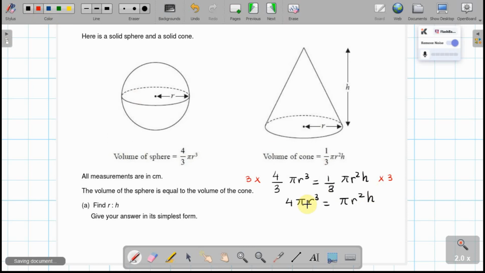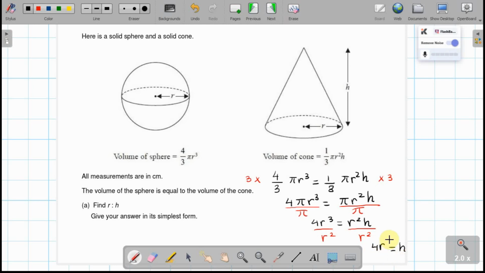Now I divide both sides by pi. This would give me 4r cubed is equal to r squared h. And then I finally divide both sides by r squared, leaving me with h equals 4r.